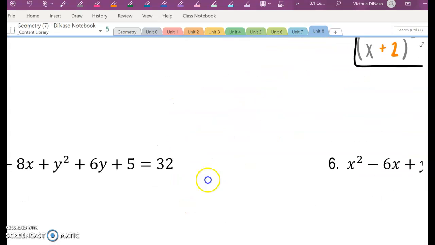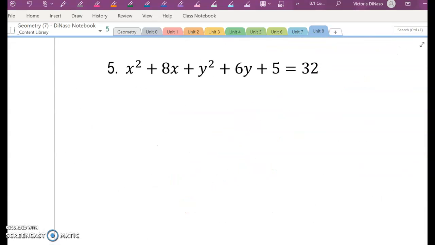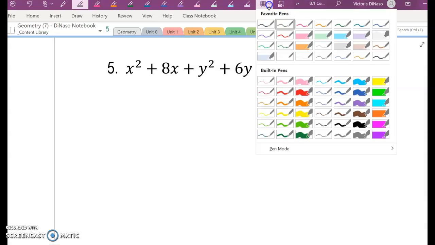Jump on down to number 5. Number 5 is a little bit weird. We want to do number 5 because this is the form. So we've got x squared plus 8x plus y squared plus 6y, and then we've got plus 5 equals 32. Problem with this one is that this 5 is on the left. You cannot have any constants on the left. They all have to be moved over to the right in order to complete the square. So we're going to go ahead and subtract 5 from both sides.